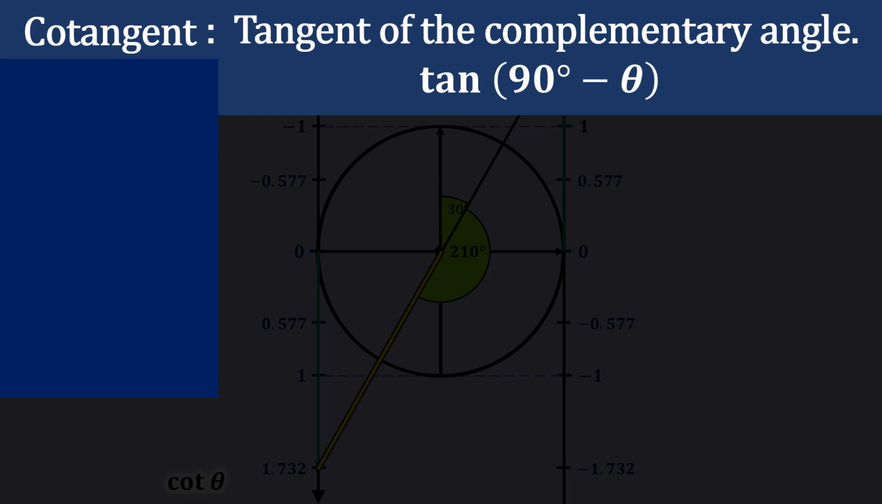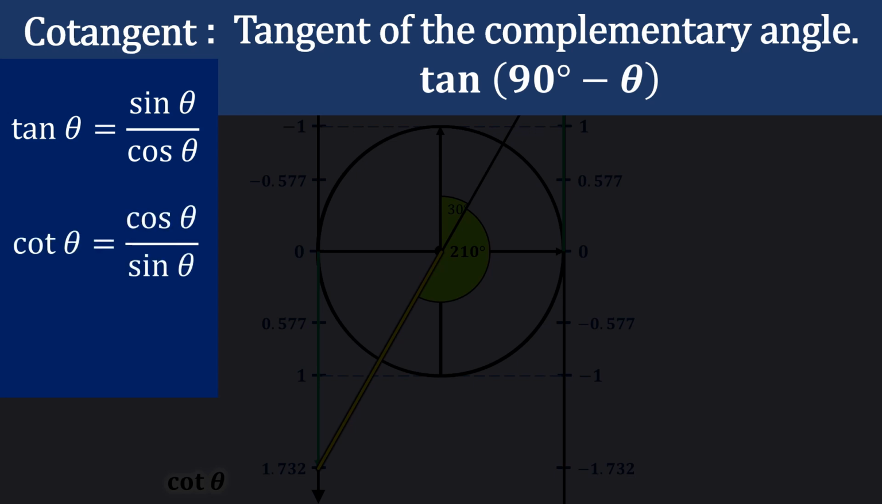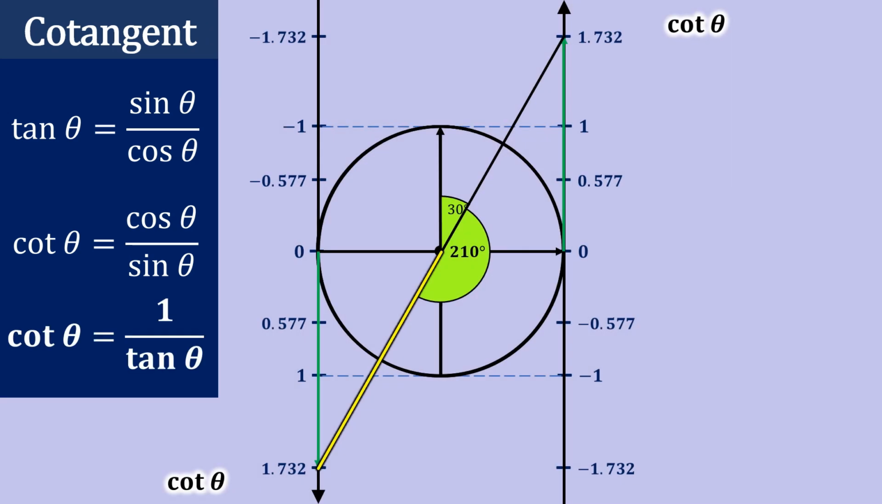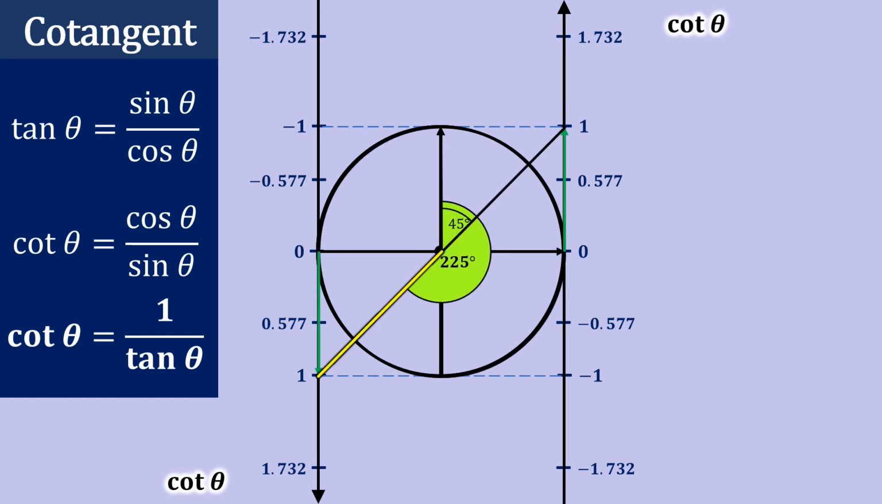Just like how the cosine of an angle is the sine of the complementary angle. The cotangent of an angle is equal to the cosine over the sine of the same angle, making this the reciprocal of the tangent. Unlike the tangent, cotangent deals with the tangent lines at the left and right sides of the circle, which are perpendicular to the top and bottom tangents.